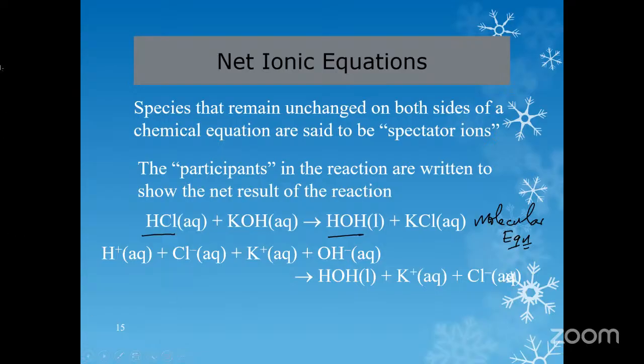Let me explain how we arrive at the ionic equation from the molecular equation. Let's start with the HCl. HCl, or hydrochloric acid, is one of those strong acids that you need to memorize. Because it's a strong acid, we know that it undergoes complete dissociation, which means that the HCl will dissociate completely to form H plus and Cl minus. So that's as far as the HCl is concerned.